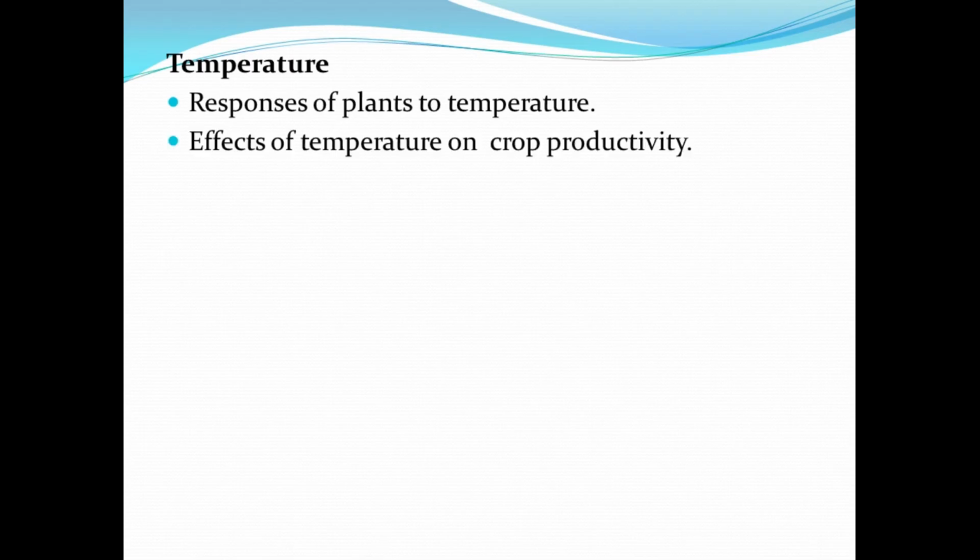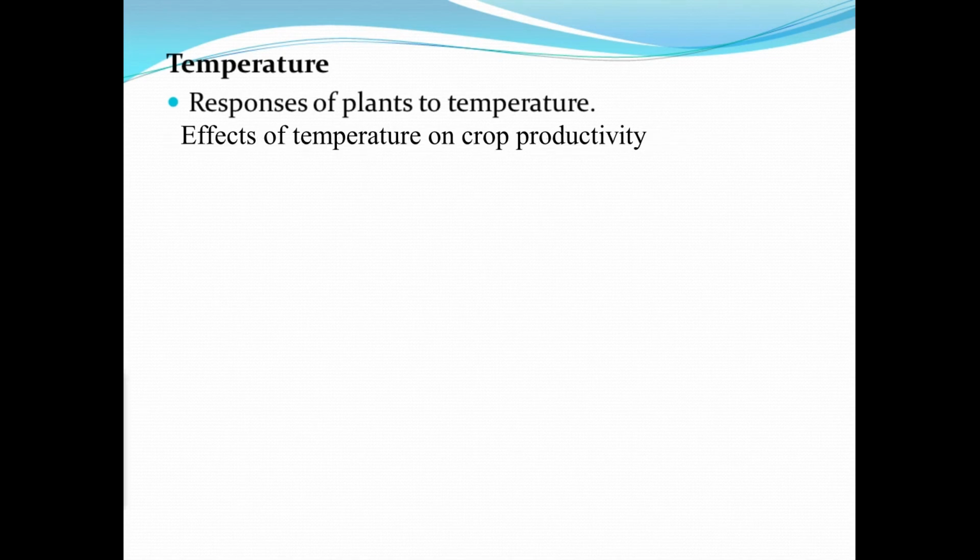So what are the effects of temperature on crop productivity? Plants grow only within certain limits of temperature. For each species and variety, there are not only optimal temperature limits, but also optimal temperatures for different growth stages and functions, as well as lower and upper lethal limits.